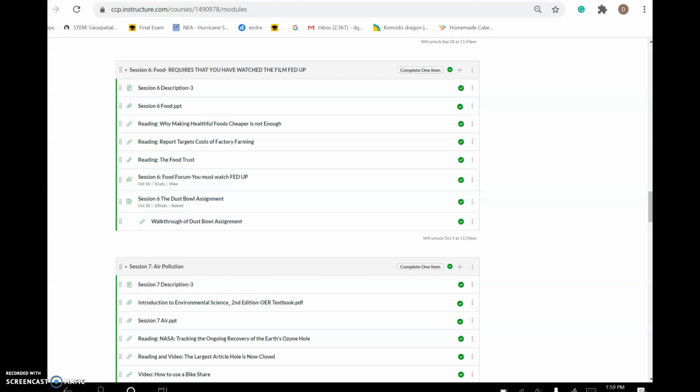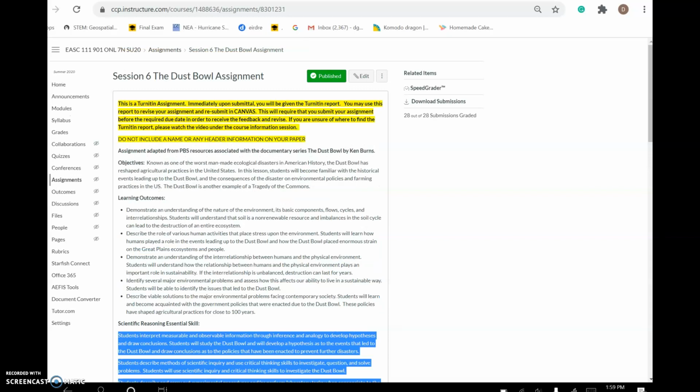So right now we live in a world where our food and our laws kind of promote mass production agriculture, and that's actually what created the Dust Bowl, or what began the issues that relate to the Dust Bowl. Okay, so let's walk through the assignment. You're going to click on the assignment and the Dust Bowl assignment is going to appear.